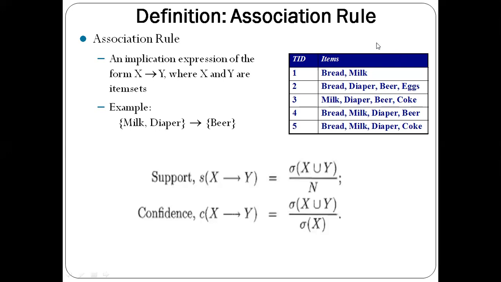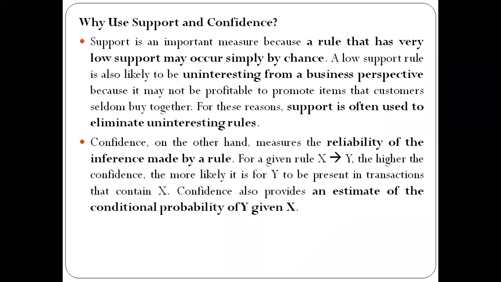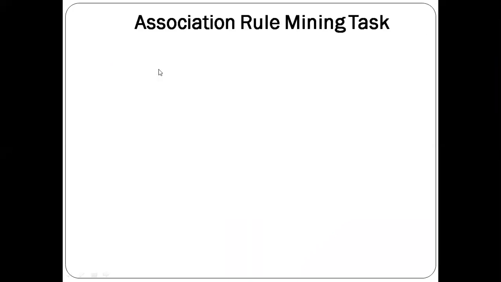For example, if we consider this transaction data set, we can express one example here, that is milk, diapers implies beer. This is one example of an association rule. It says that whenever a person buys milk and diapers, then he's also going to buy beer. We were studying this association rule, and we have seen the metrics we can use to evaluate association rules, that is support and confidence. Then I explained the importance of support and confidence.